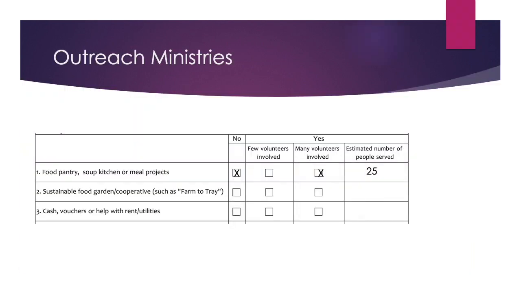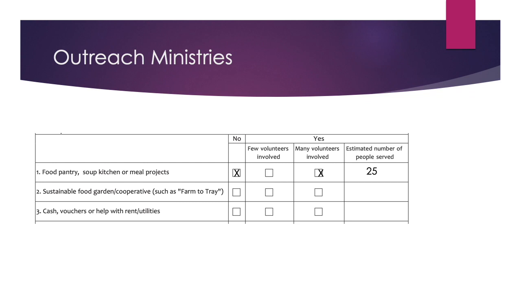So here are the categories. You can see I've filled in a little section here, but there's just three. There's a whole long list, but I just put the first three on here. You need to indicate whether you don't have that ministry, or if you do, whether you have a few volunteers or many volunteers, and that's subjective. I don't know what the cutoff is between few and many. Like, is 6 many or few?